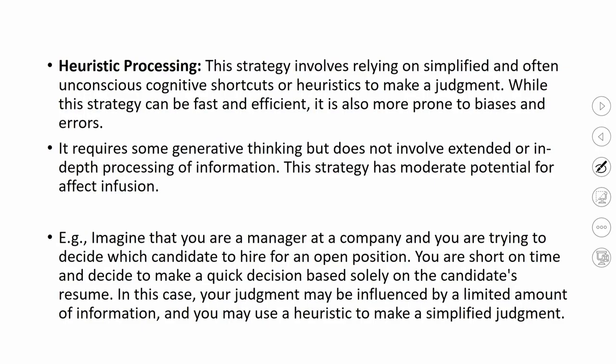Heuristic processing: in this case the strategy involves relying on simplified and often unconscious cognitive shortcuts, or heuristics, to make a judgment. While this strategy can be fast and efficient, it also is prone to biases and errors. So, many times we take immediate and shortcut decisions based on some mental strategies that we have. Here some processing is there, but it is not that elaborate. Here emotion can influence. It requires some kind of thinking process, but more than the direct and the motivational processes that we have discussed earlier, and does not involve very extended processing of information. This strategy has moderate potential of affect infusion. Here emotion can influence moderately, not very strongly, but moderately at least.